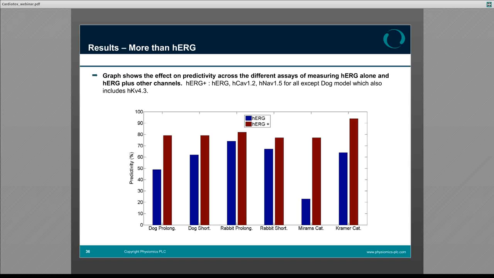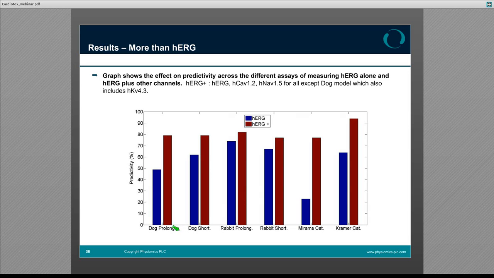So more back onto a bit more of the science. What this has shown overall is that we compared measuring HERG versus HERG plus calcium plus sodium, and how measuring more affects your ability to make predictions in the different assays.